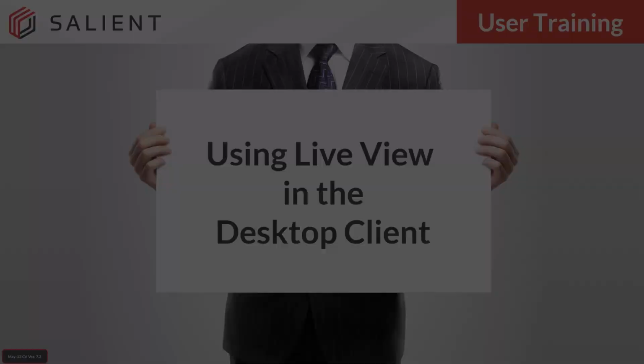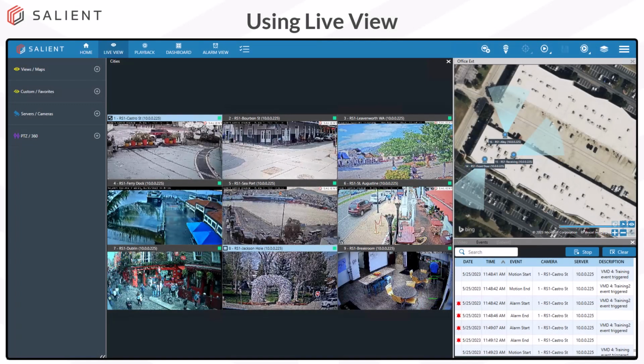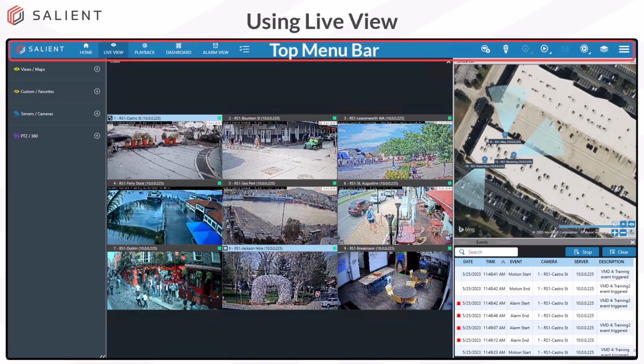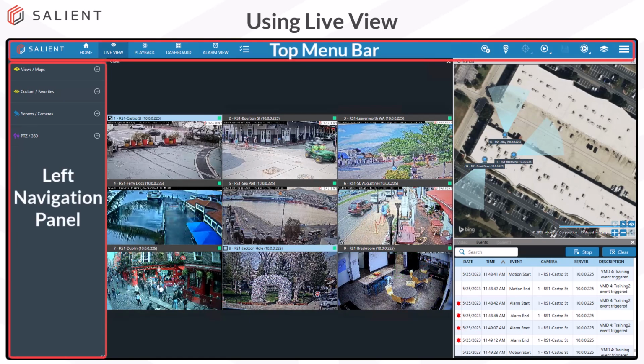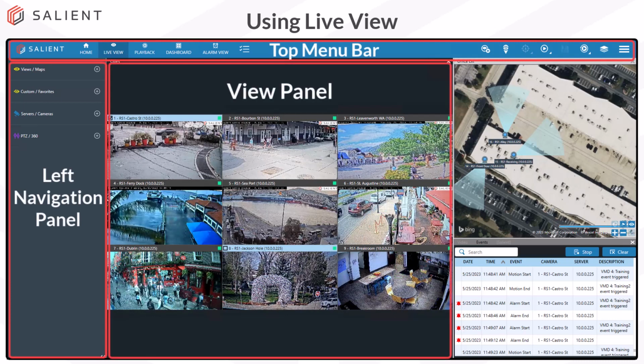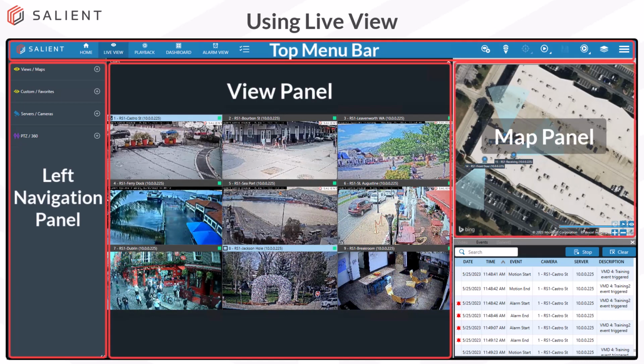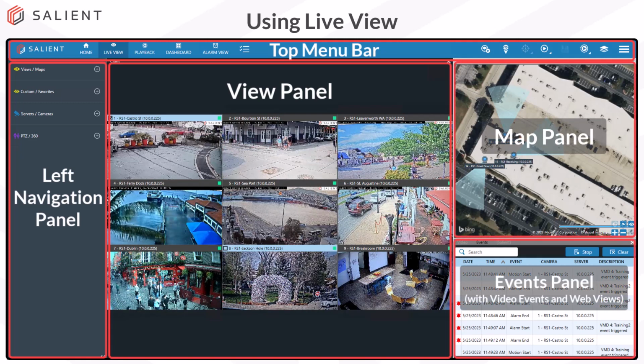So let's get started. This is the LiveView module of the CompleteView video management system. LiveView is used for real-time monitoring of your security cameras and has 5 basic areas: the top menu bar, the left navigation panel, the view panel, the map panel, and the events panel, which also hosts video events and web views.